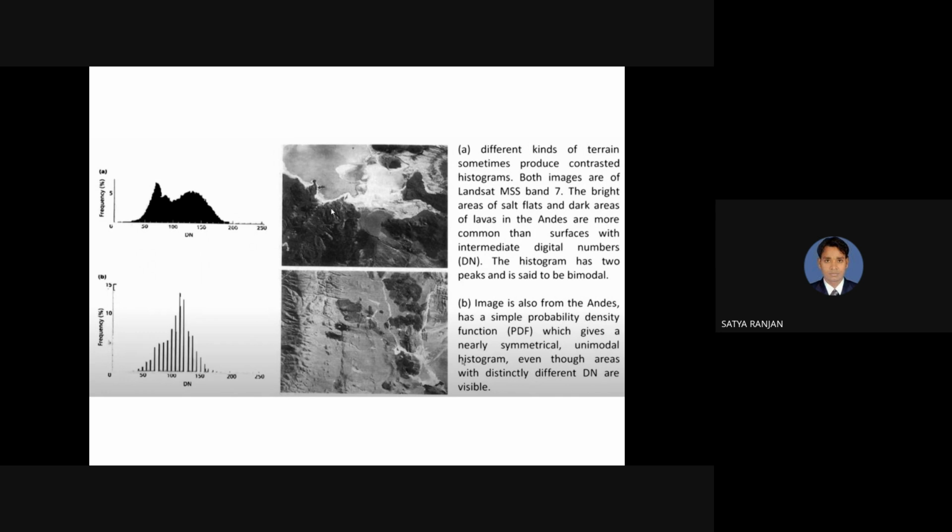Both images are of landscape, with bright areas of salt flats, dark areas of lava, and some common surface with intermediate DN values. The histogram has two peaks and is said to be bimodal. An image also from the NDs has a simple probability density function, which gives a nearly symmetrical histogram.